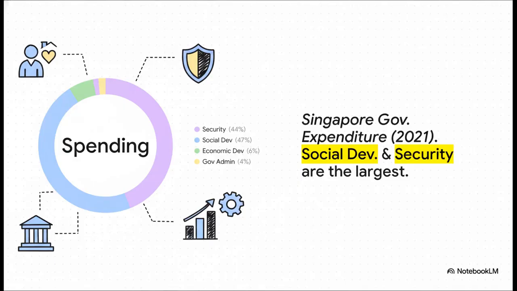Here it is. This gives us such a clear picture of the government's spending priorities. You can see right away that social development and security are where the vast majority of the budget goes. We just turned a kind of boring table into a really clear visual story.